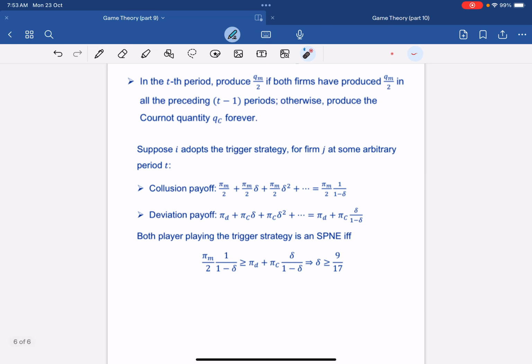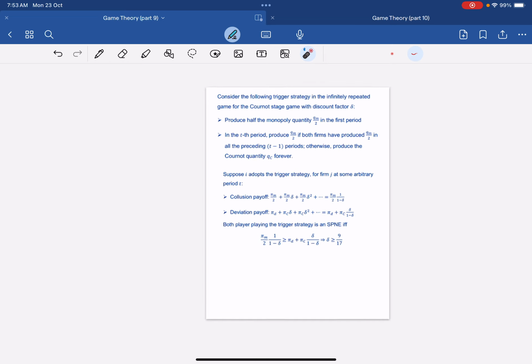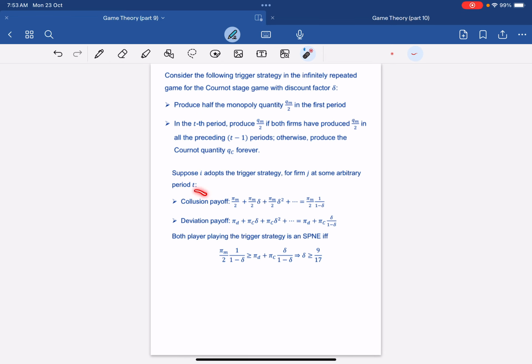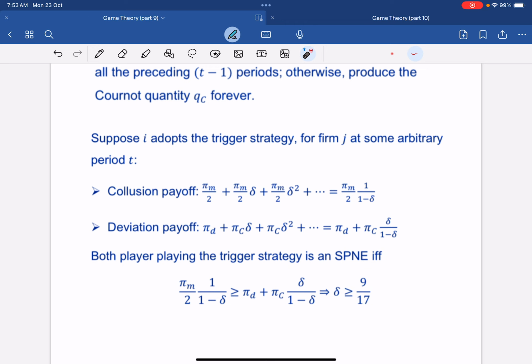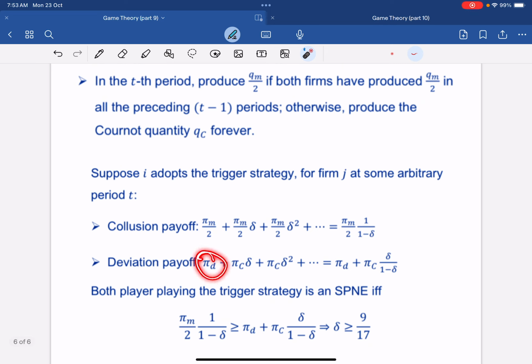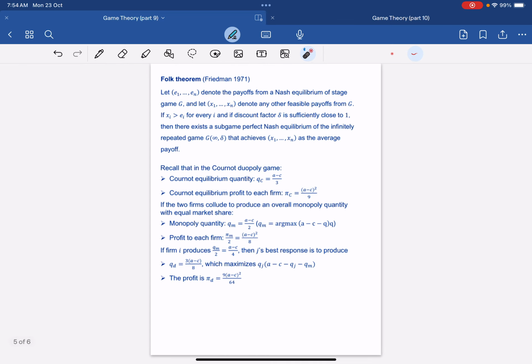So in that case, we suppose that I adopts the trigger strategy against J at some period T. Then the collusion payoff, meaning when they act as one monopoly, will be this outcome. But if you deviate from this strategy, then you first produce the best deviation quantity, and you get the payoff from not producing QM over 2, then all the others will become QC forever. So it becomes PC, the Cournot equilibrium profit.